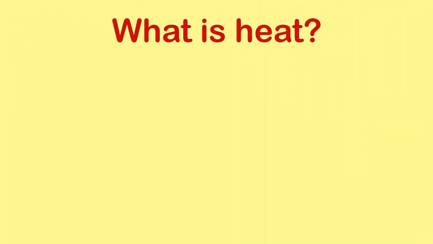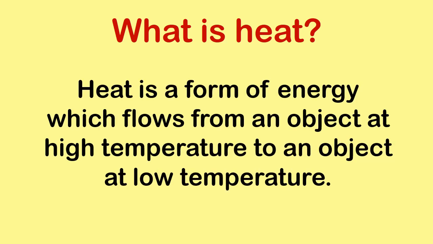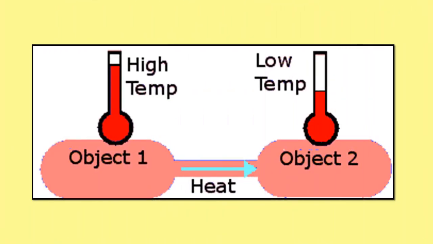Before we start, let's recall this question. What is heat? Heat is a form of energy which flows from an object at high temperature to an object at low temperature. In this picture, we can clearly find out that heat is flowing from an object of higher temperature to an object of lower temperature.